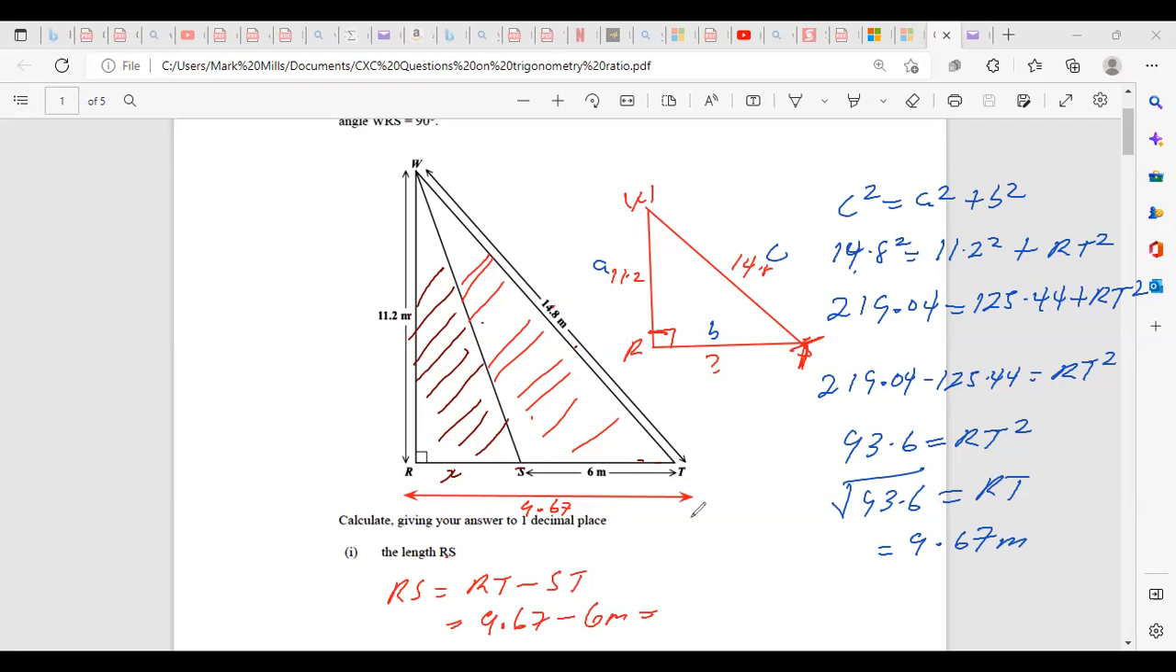2.67. Come again. 2.67. Meter. Oh, they want it to one decimal place, right? They want this answer to one, so that will be a triple word. So, right, it will be a triple word. 3.7, right? Meter. Everybody clear?